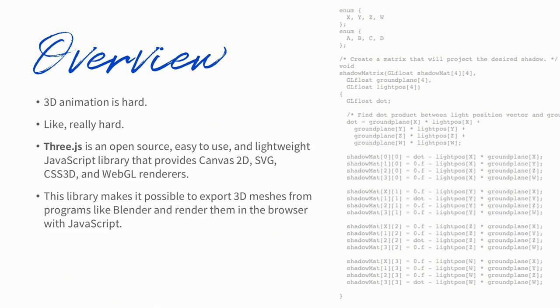This library makes it possible to export 3D meshes from programs like Blender or build them yourself. You can build objects with Three.js, and then you can render them in the browser with just plain old JavaScript. So super cool, fun times. And it's supported with most browsers, from Internet Explorer to Chrome.